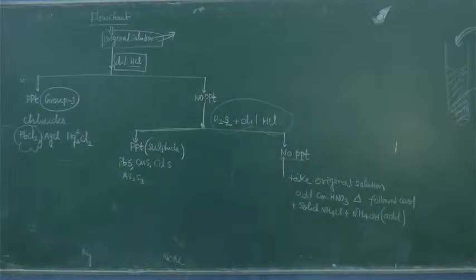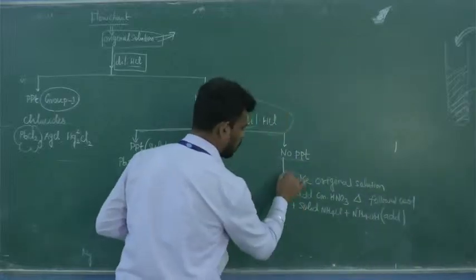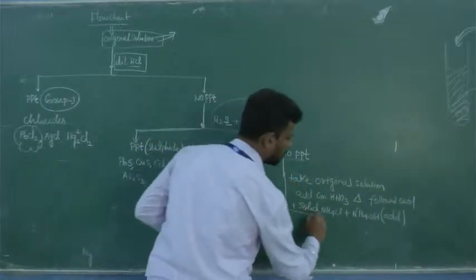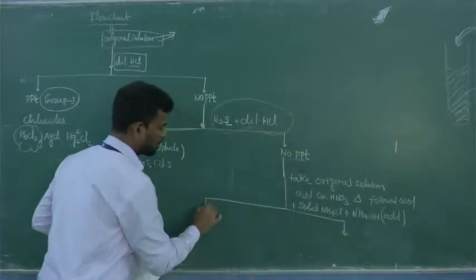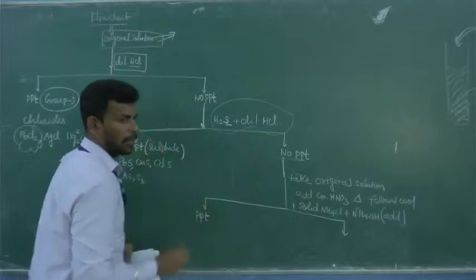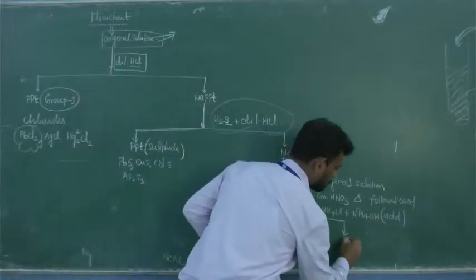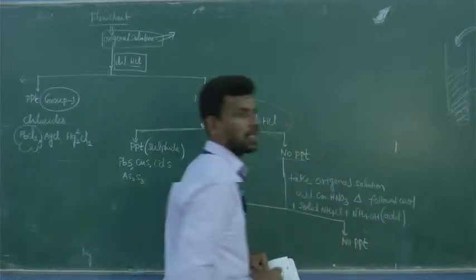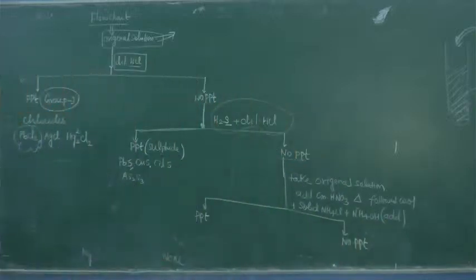To the original solution add concentrated nitric acid, a few drops, followed by heat, then cool, then add solid ammonium chloride and ammonium hydroxide. Will there be a result? Divide the result into two. Is it clear? Then what will we get? Precipitate here, and no precipitate there. Is it clear?